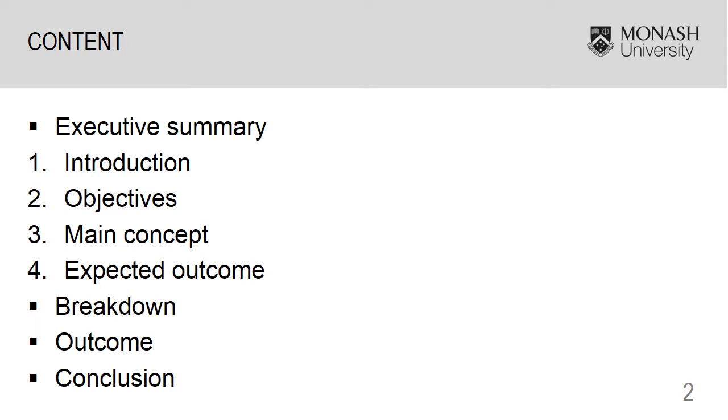Firstly, I will give an executive summary, which will include an introduction to my project, the objectives of my project, the main concept behind it, and also I will show some examples of the outcomes. After that, I will go deep into what I've done in this project. I will analyze step by step, and I will tell you what I've achieved. And also at the end, I will show all the outcomes, all the results I got from the simulation, and I will give a conclusion as well.